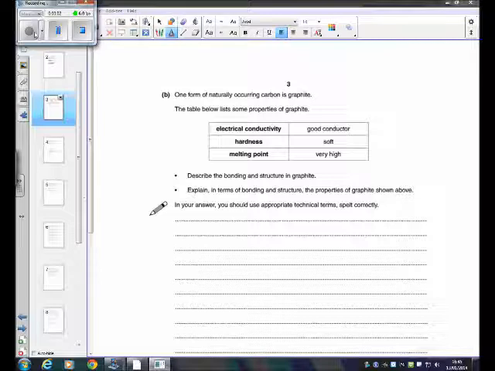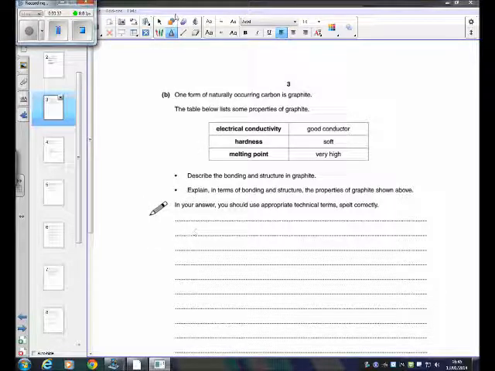So we've got question 1b. One form of naturally occurring carbon is graphite. The table below lists some properties of graphite. So you've got electrical conductivity, hardness, and melting point here. Describe the bonding and structure in graphite. Explain, in terms of bonding and structure, the properties of graphite shown above. In your answer, you should use appropriate technical terms spelled correctly. So that's what this pen here stands for. If you spell a key term wrong, you could potentially lose a mark.